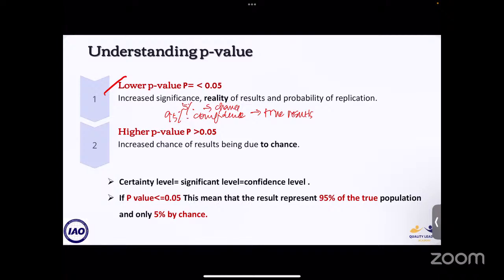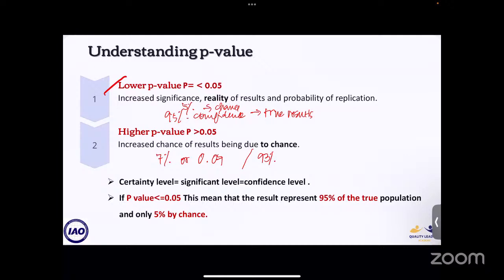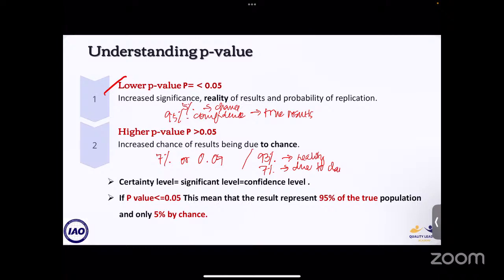What if the p-value is greater than 0.05? So if the p-value is greater than 0.05, for example, we have 7% or 0.07. So what does this mean? There is a probability of 93% that the results are due to reality or true results. What about the 7% here? That the results are due to chance. Yes. So the higher the p-value, the greater the likelihood that the results could be due to chance.